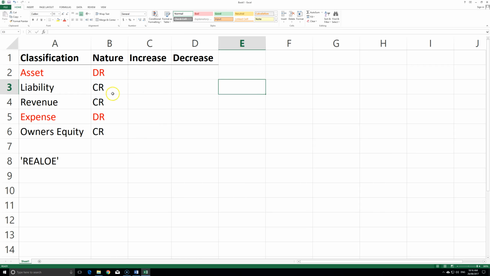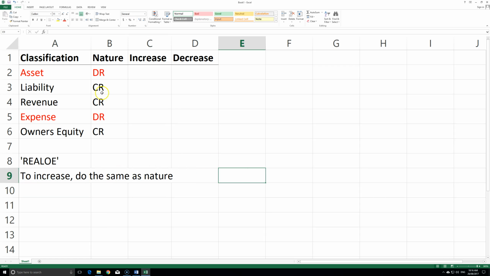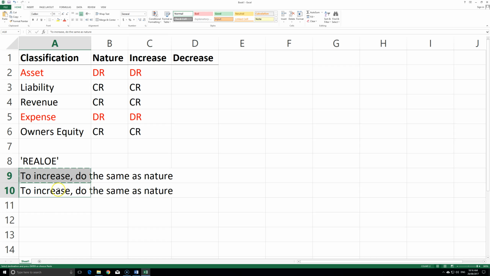Okay, now the increase column, you need to remember for that to increase, do the same as nature. Which means, to fill out the increase column, all I really need to do is copy and paste my nature column. Alright, now for the decrease column, I think you can guess what we're going to do here. To decrease, do the opposite of nature.